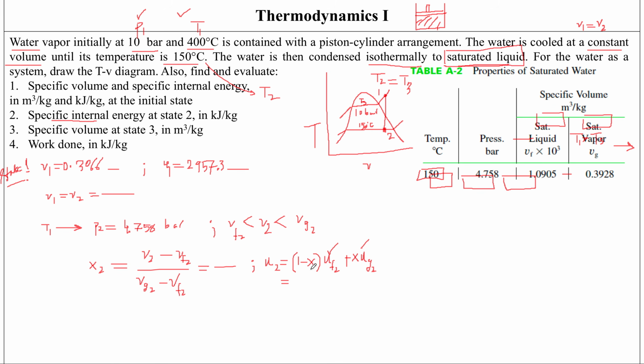Value of x, x2, is something I already found out, so from here I can find out the value for U2, which is specific internal energy in terms of kilojoules per kilogram. Once I've spotted that, so this was state 2, now I can go on and see what's happening at state 3.